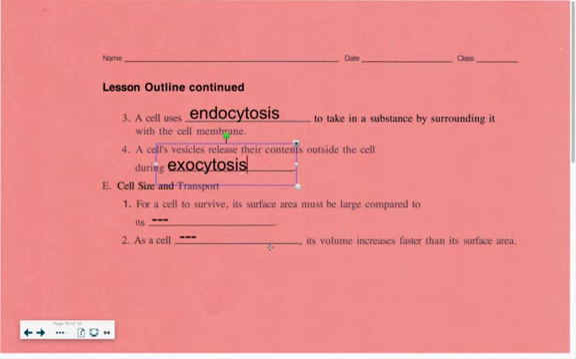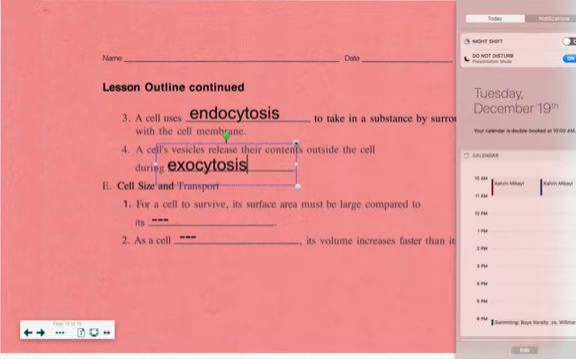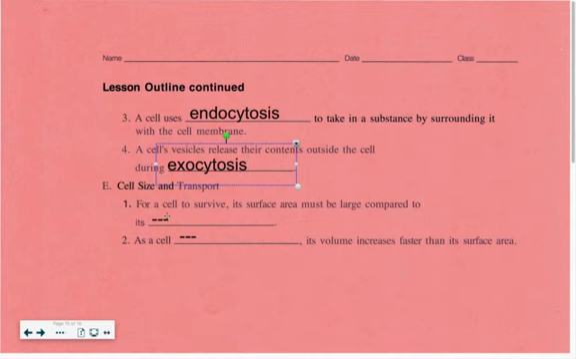Cell size and transportation. For a cell to survive, its surface area must be large compared to its volume. As the cell grows, its volume increases. Okay, next page.